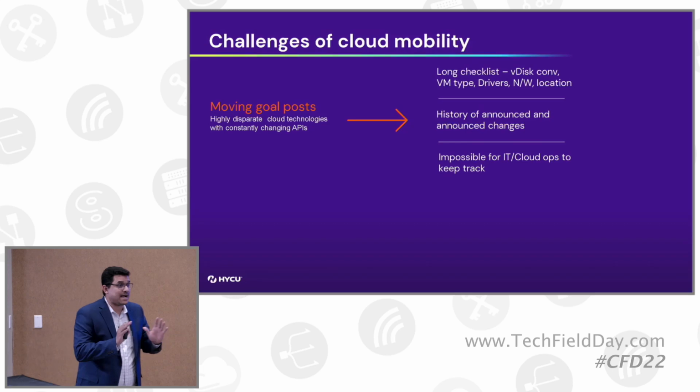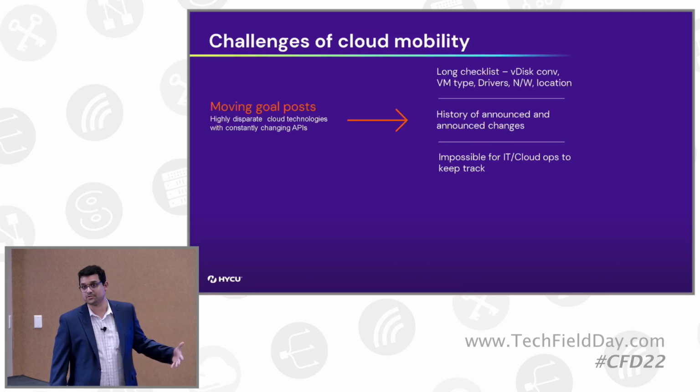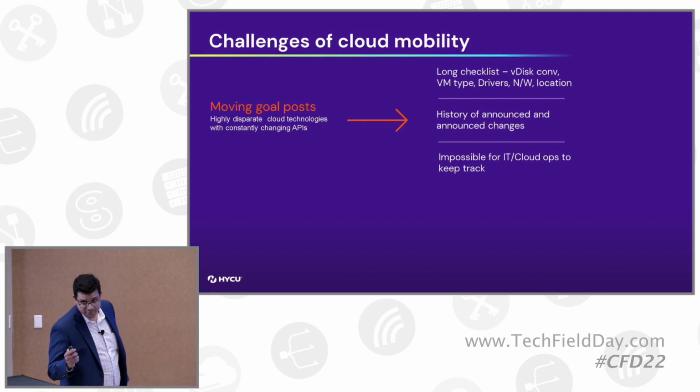And furthermore, to exacerbate this problem, you have cloud vendors literally changing their API calls. Some of them are announced and some of them literally happen at the back end. Nobody knows, and we literally have to discover them by ourselves, right? So that's the first one, literally moving goalposts.